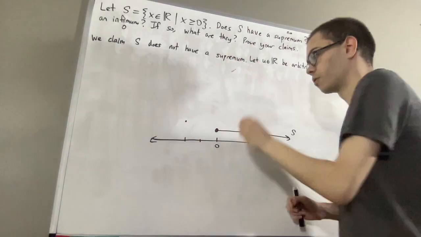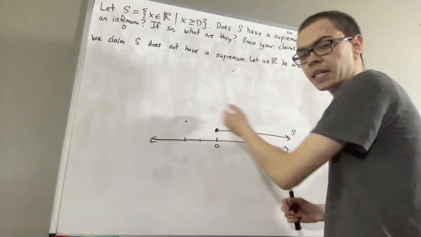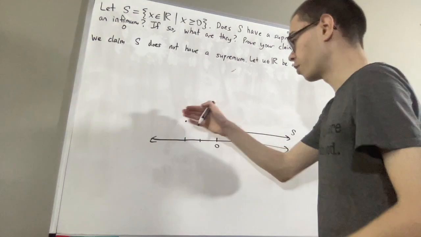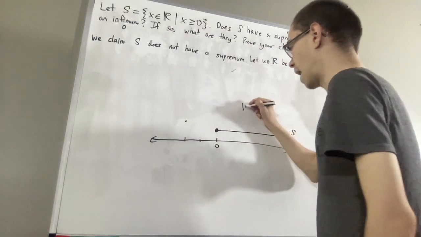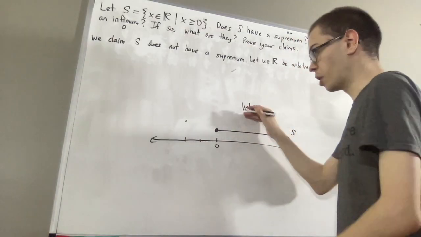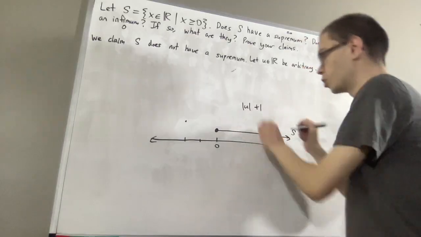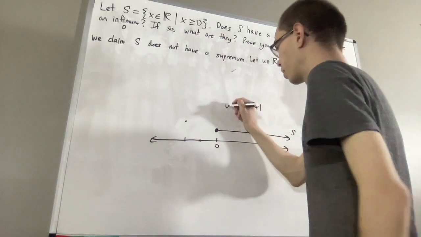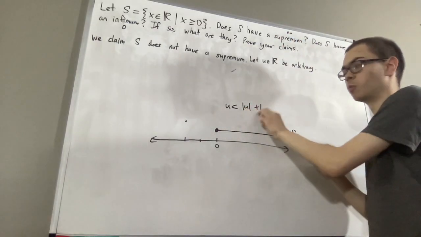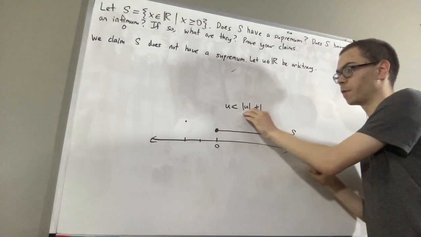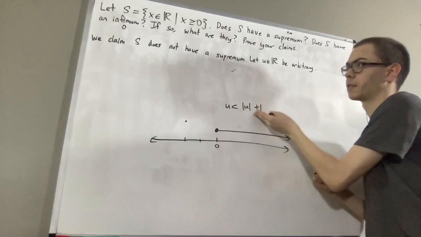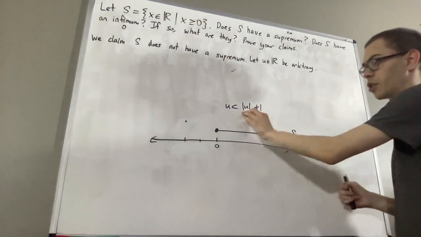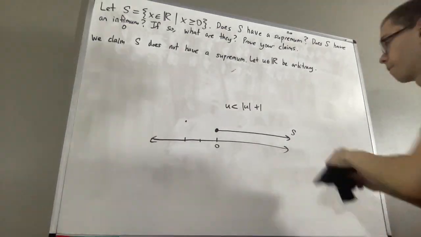Well, the trick is we don't have to split it up into cases like this. We can consider absolute values. No matter where U is, the absolute value of U will be greater than or equal to 0. If we add 1 to it, certainly U is strictly less than the absolute value of U plus 1. And the absolute value of U plus 1 is an element of S because it's greater than or equal to 0. So that's the idea. We consider the absolute value of U plus 1.